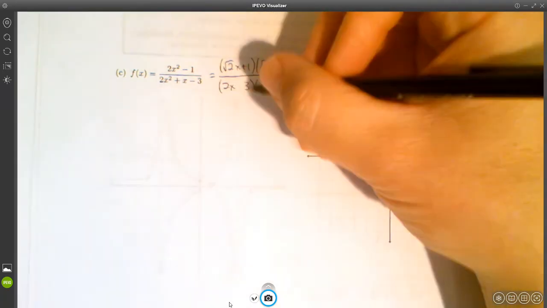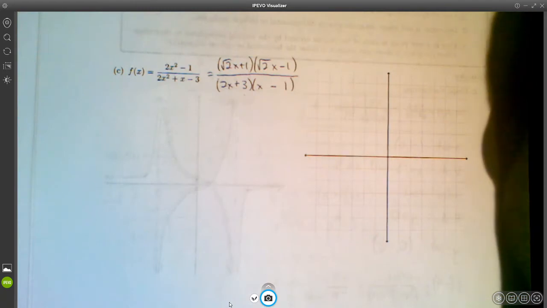Now what do the signs have to be? This one needs to be positive. This one needs to be negative. And there you go. Okay, so there's the factorization.